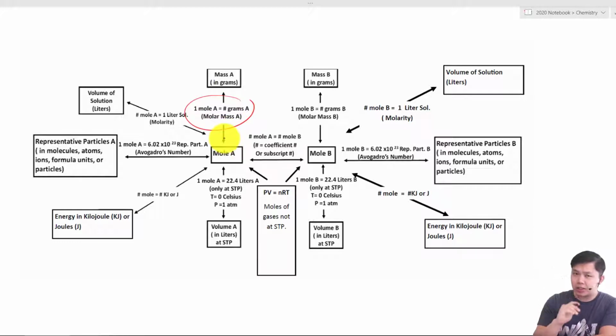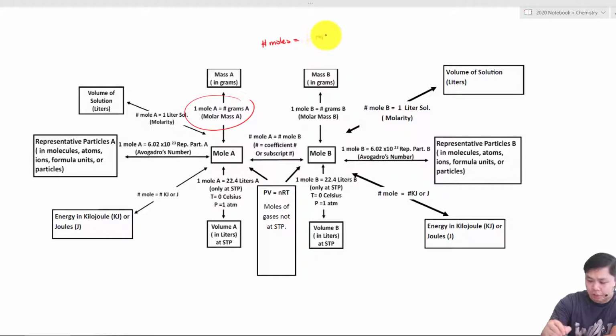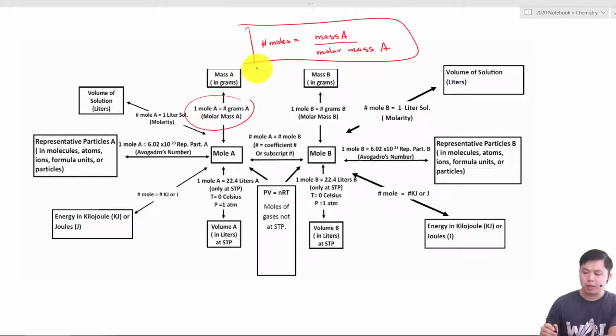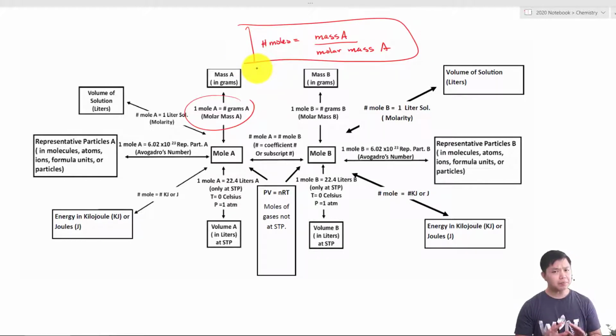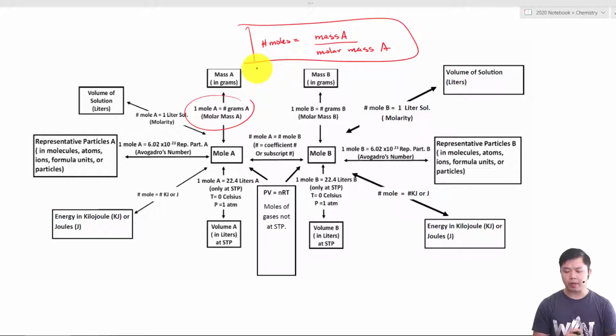But if we think of this mathematically as a formula, the number of moles is equal to the mass of A, or whatever the chemical is, divided by its molar mass, okay? So this is a formula that you need to remember in addition to this flowchart, because sometimes we don't want to write it as a conversion factor, or the tests don't present it that way. They just present it as mass of A divided by molar mass.